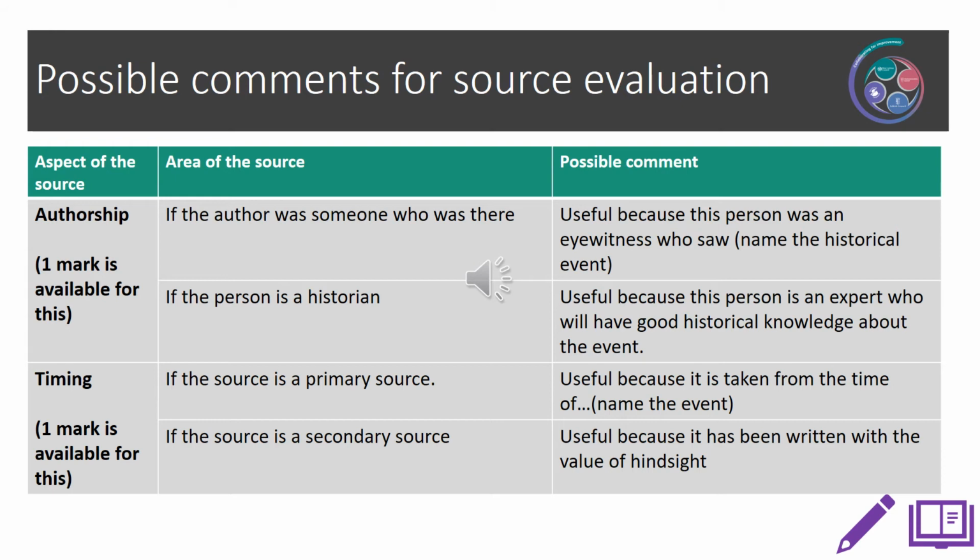If the source is a secondary source, again, we have quite a standard response, which is to say the source is useful because it has been written with the value of hindsight. Now, hindsight means that the historian has gathered together lots of sources of information, they've looked at it overall, and they're then looking back on the event with the benefit of having that additional information.